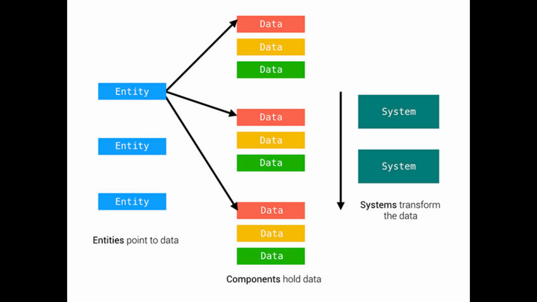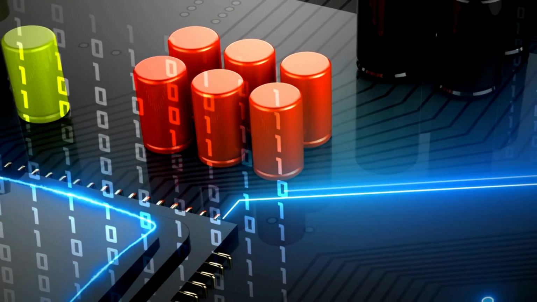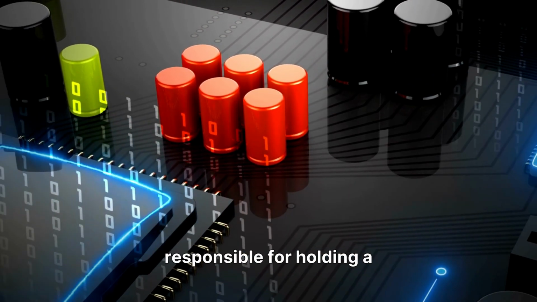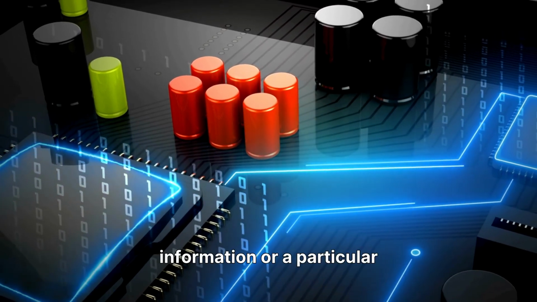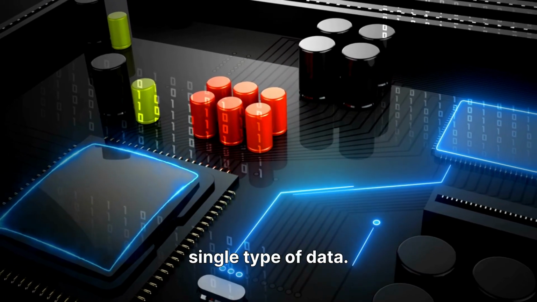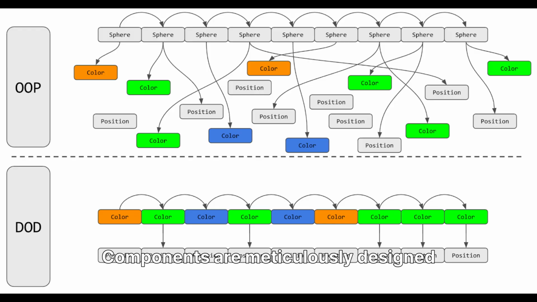They are the who, or what, that possesses certain characteristics, with those characteristics being entirely defined by their attached components, rather than being self-contained. Moving on to components, these are the true, specialized data containers within the ECS architecture. Each component is singularly responsible for holding a specific piece of necessary information or a particular characteristic for an entity, making them highly specialized and focused on a single type of data. Components are meticulously designed to store raw data exclusively, such as an entity's current health value, its precise position in the game world using a Vector3, or its movement speed as a float. Crucially, they contain absolutely no operational logic, methods, or behaviors. They are pure, inert data structures, ensuring data integrity and cache efficiency.